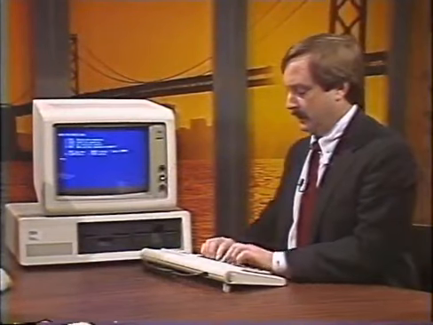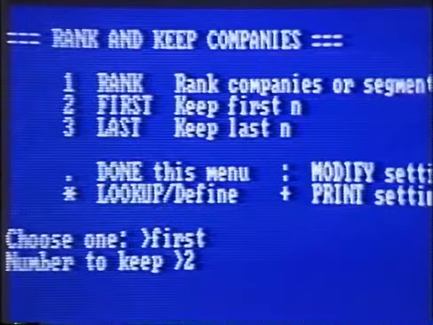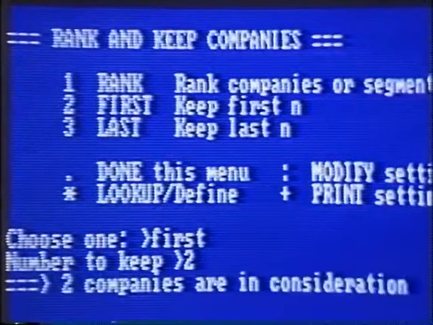Or, if I didn't want to see all of those, I could do it by attribute again, which is to just rank them and keep the... Okay, could we get to see a graphic comparison of the top 2 ranking companies? You'd like the number to keep is 2. You ask, we respond. No problem. All right, 2 companies are in consideration.